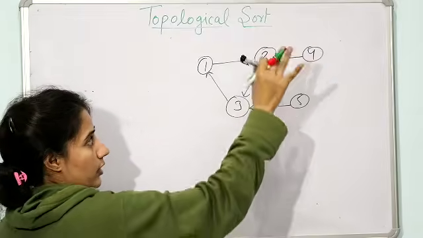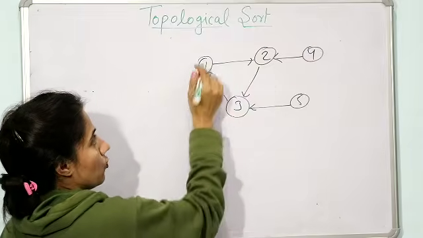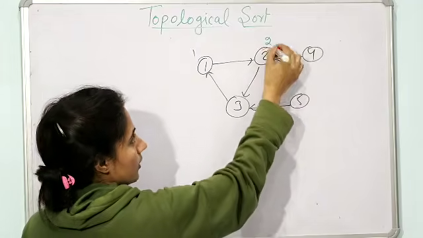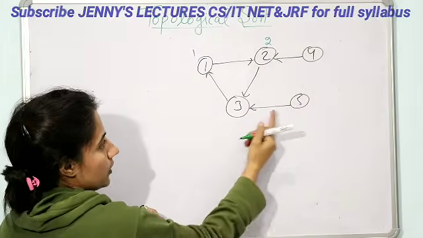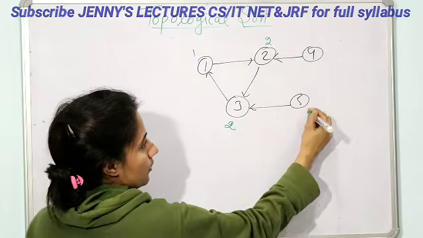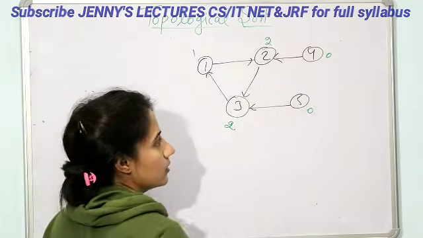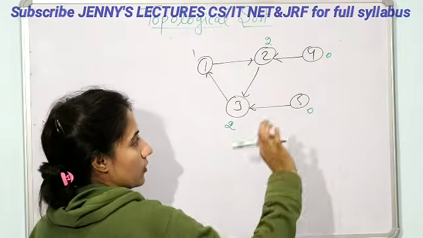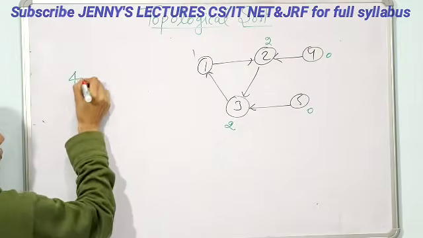Same step, find out in-degree of every vertex. In-degree of 1 is 1, in-degree of this 2 is 2, 1 and 2, 2 edges are coming to that vertex. 3 is 1 and 2, 2 edges are coming. For 5 in-degree 0, for 4 in-degree 0. Select the vertex having in-degree 0. You can select either 4 or 5. It's up to you. Suppose we are selecting 4.